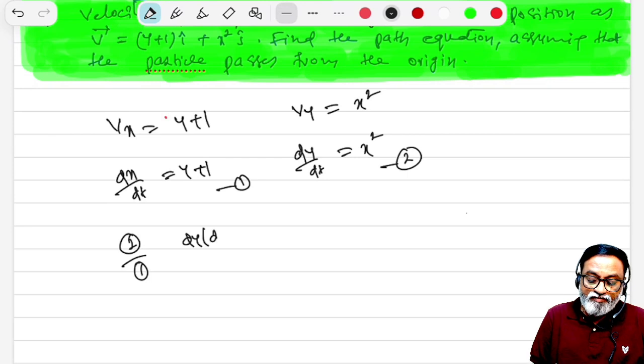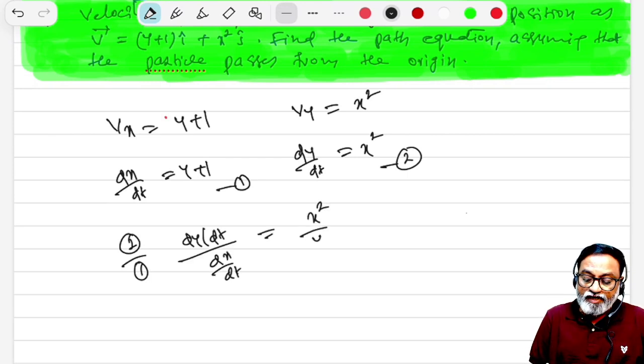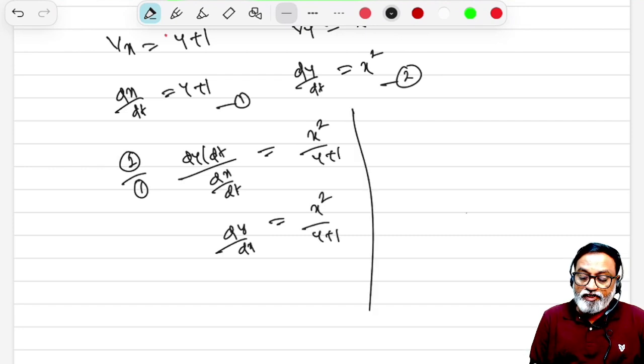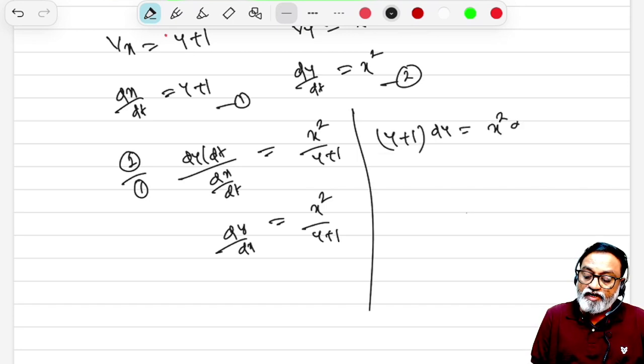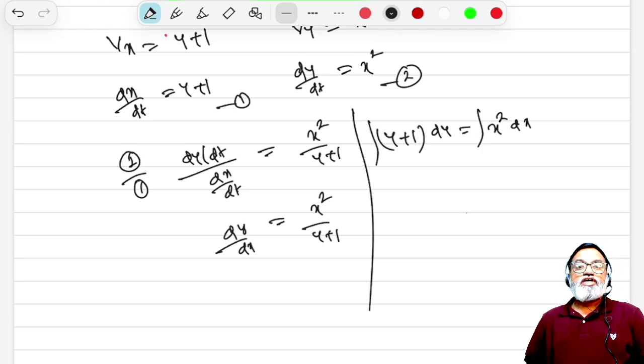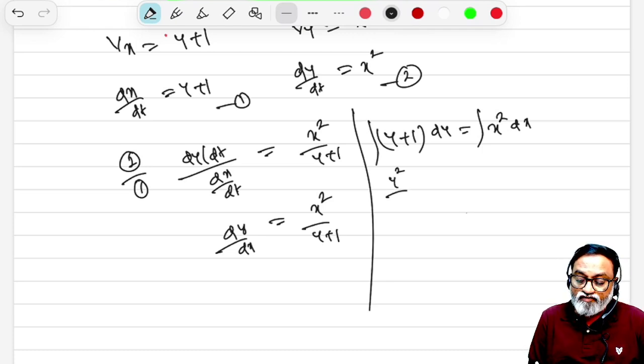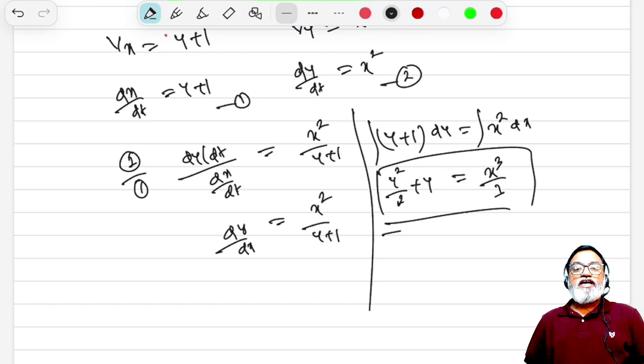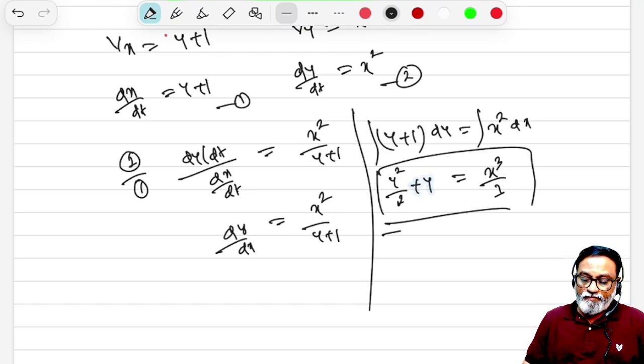Now divide 2 by 1. This becomes dy by dt by dx by dt, that is x square by y plus 1. So here dy by dx is equal to x square by y plus 1. Now cross multiply, (y plus 1) into dy is equal to x square dx. Take integration on both sides. This becomes y square by 2 plus y is equal to x cube by 3. Now this is the equation in terms of y and x. It is the equation of trajectory.